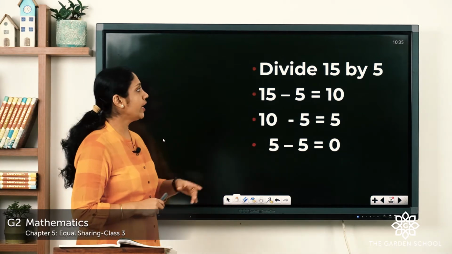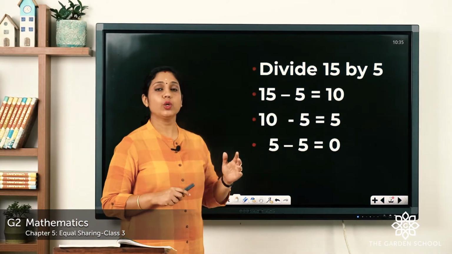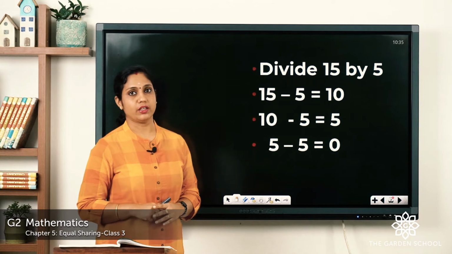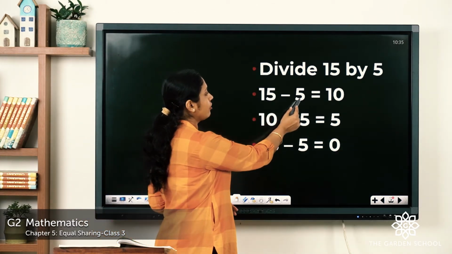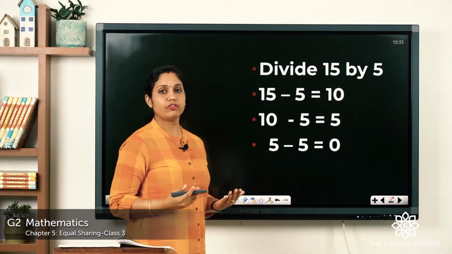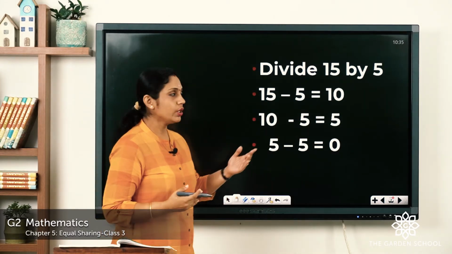So we have to divide 15 by 5. We can do this in the repeated subtraction method. For that, first what do we have to do? We have to write 15 minus 5. So what is the answer? 15 minus 5 is equal to 10.